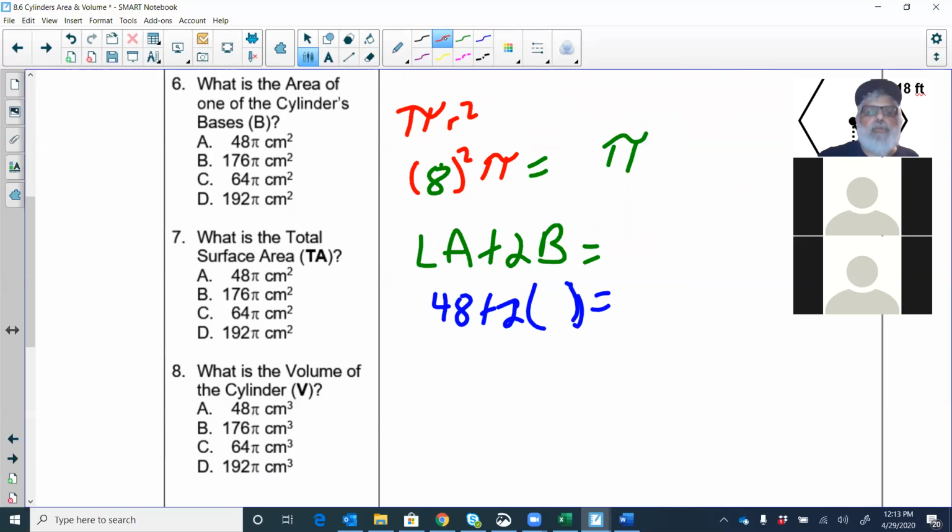$64. There you go. 64. That means that 64 goes in there. I put my pi over there, and that's what you're doing. You're going to do the 2 times 64 plus 48. Is it 176? Yes.